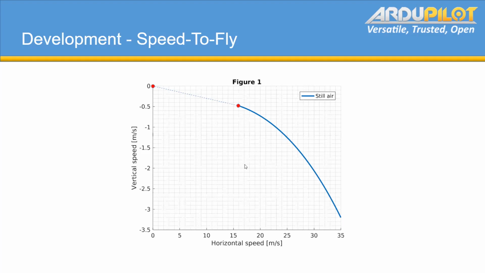And what you essentially do is draw a line from the origin of the plot, which just intersects tangent to the glide polar. And in this case, that occurs at effectively the minimum airspeed of 16 meters per second. So 16 meters per second is the airspeed you should fly at to maximize your glide ratio, the distance you can travel for a given height.